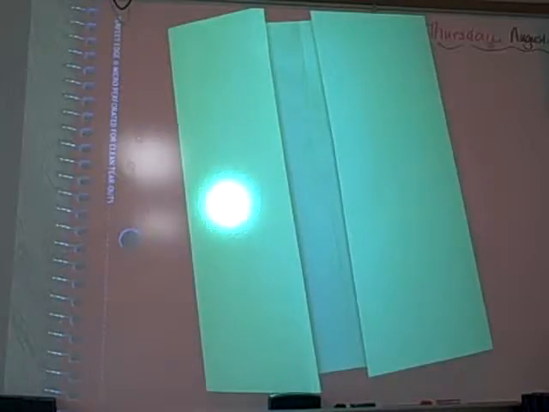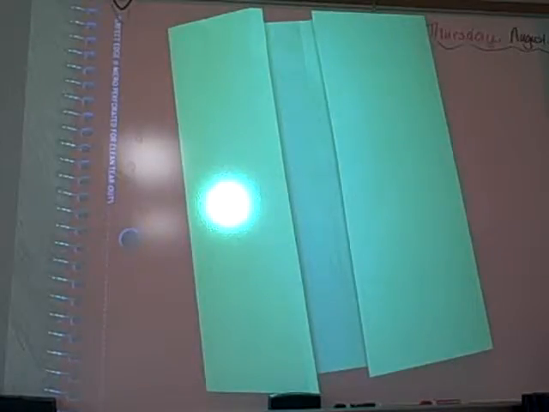Okay, this is going to be our foldable that we kind of are going over integers. Does anybody know what integers are? Oh, numbers. What kind of numbers? The positive, negative. Positive and negative. Okay, positive and negative numbers. So integers is just a fancy word for positive and negative numbers.